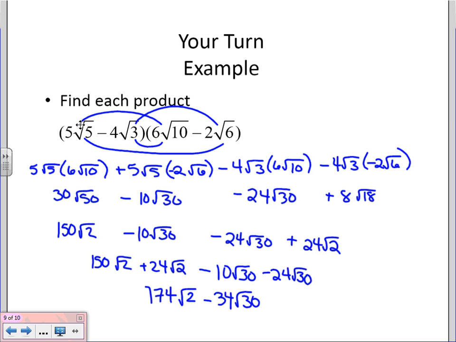Okay, hopefully you got that one right. There was a lot of steps involved. I didn't show my work with simplifying, but you should. Just for time's sake, I wanted to make sure I got it in there.